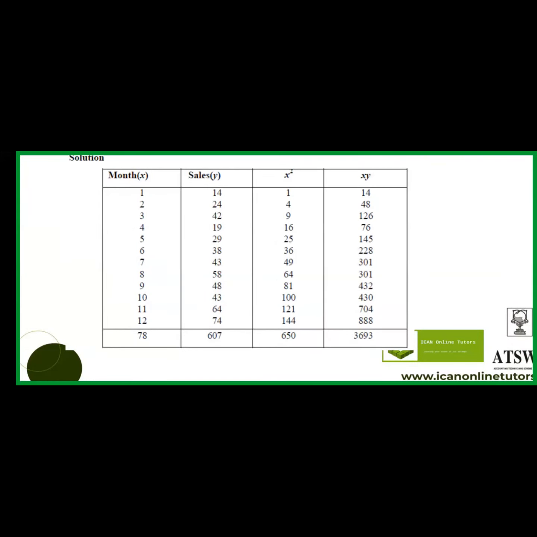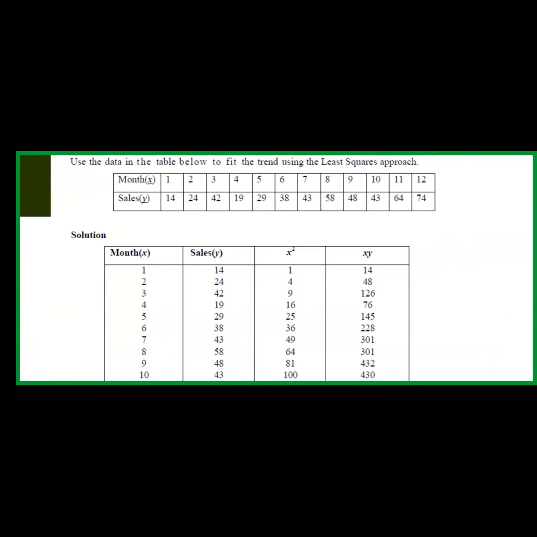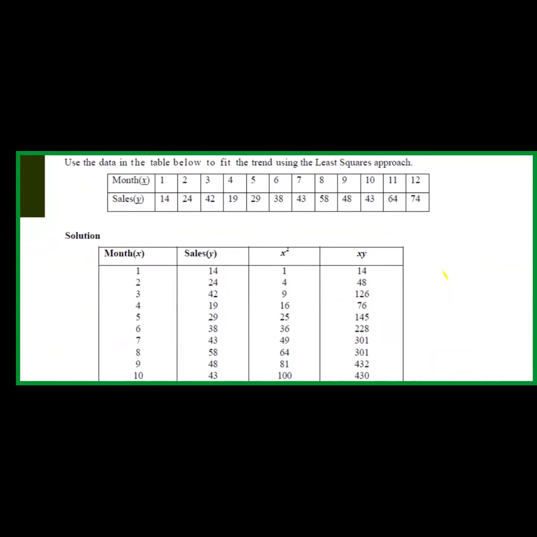So now let's try it again. As I'm saying, we type into the calculator 14 plus 24 plus 42 plus 19 plus 29 plus 38 plus 43 plus 58 plus 48 plus 43 plus 64 plus 74. 496. Is that what you're getting? Yes. Exactly. That's why I say we need to recalculate. It can be a mistake.